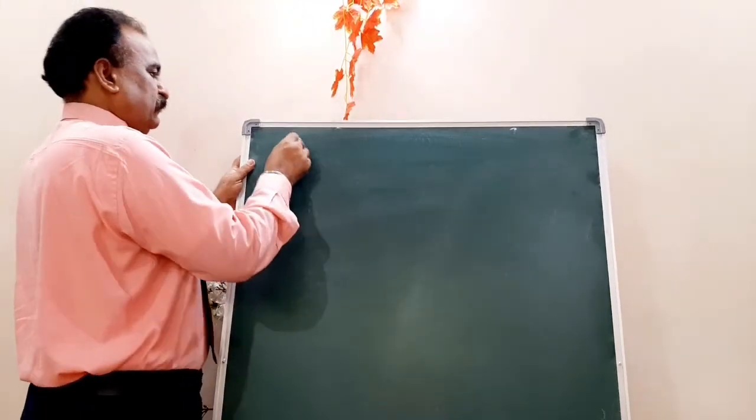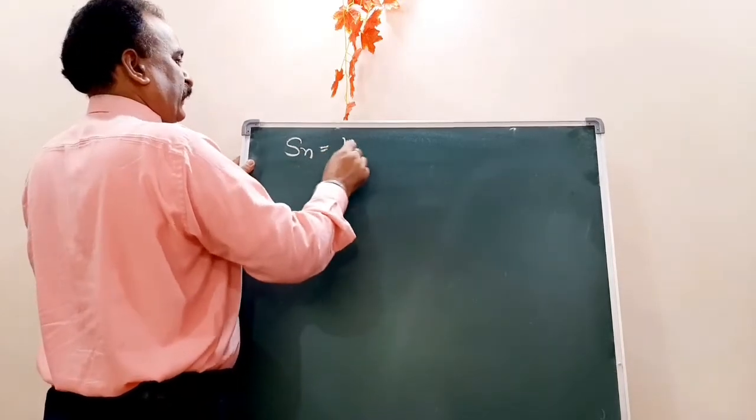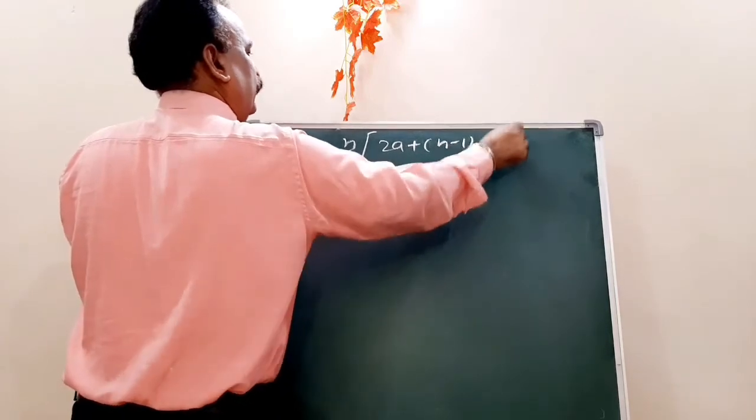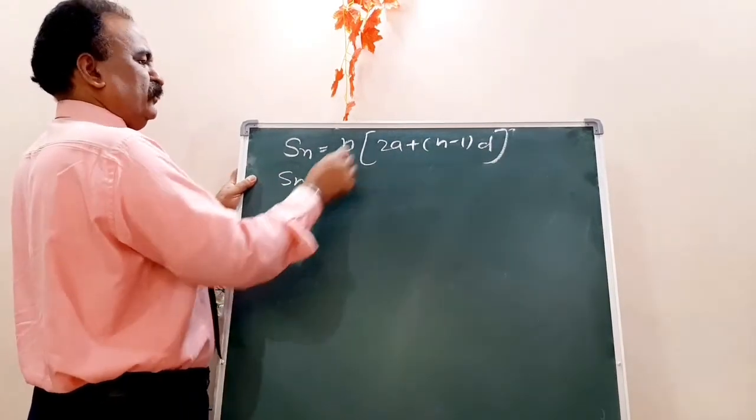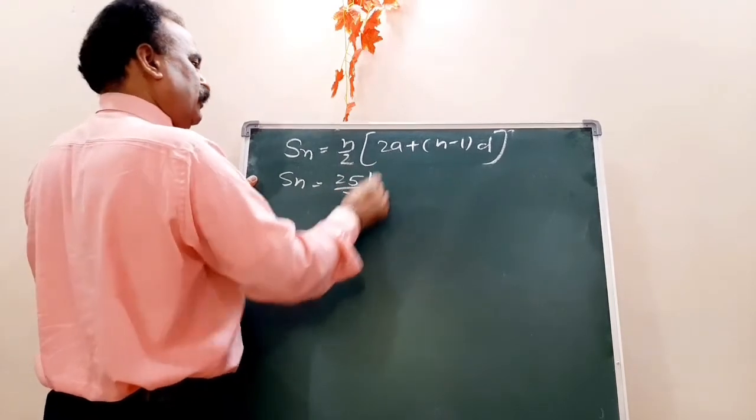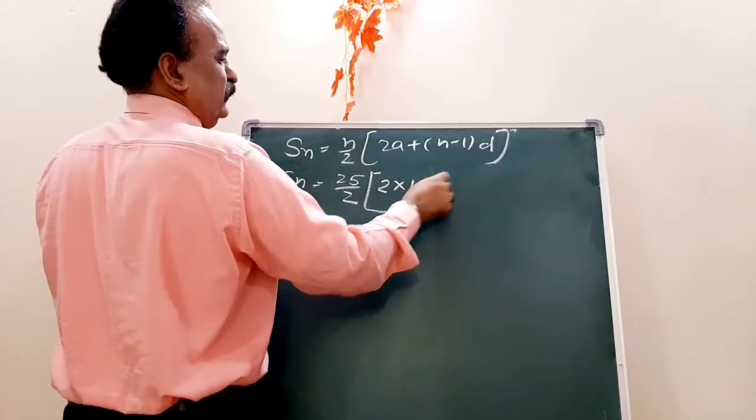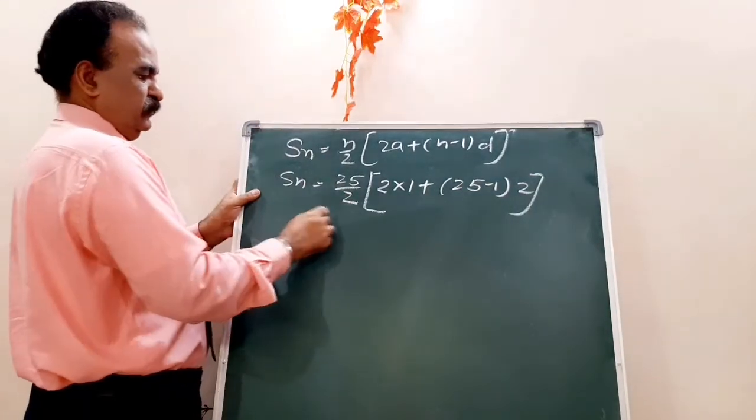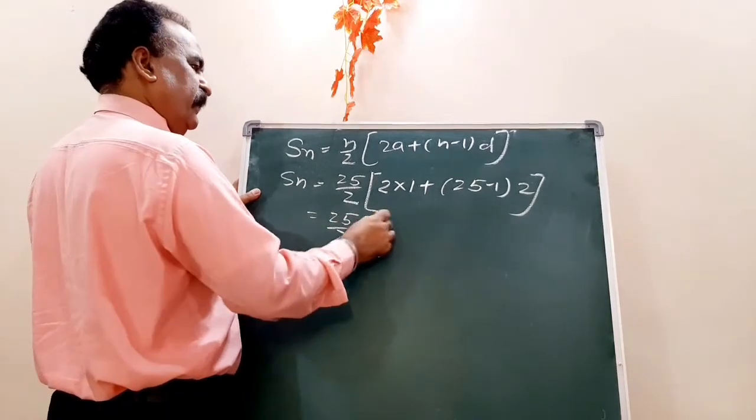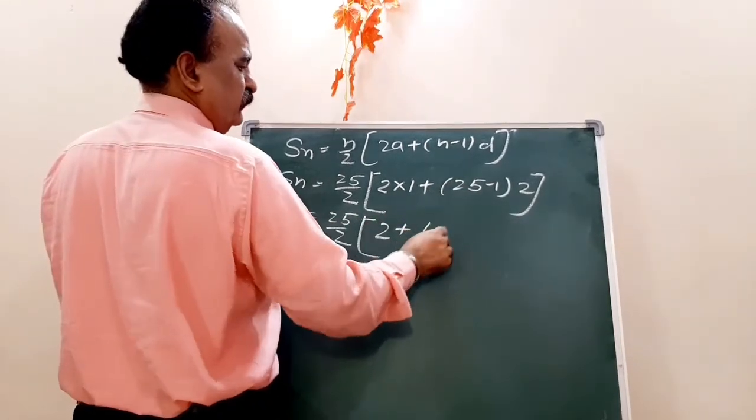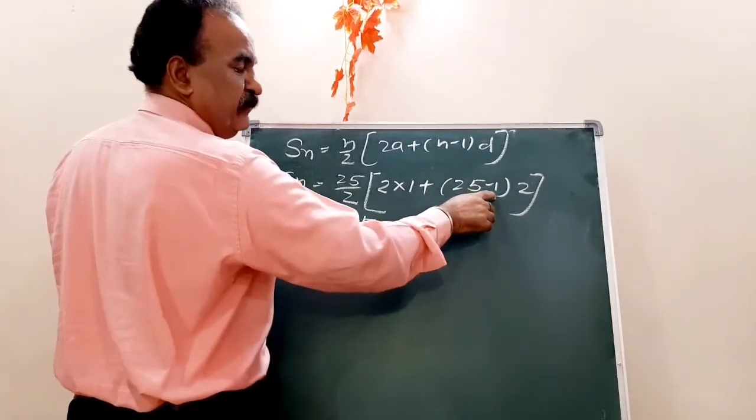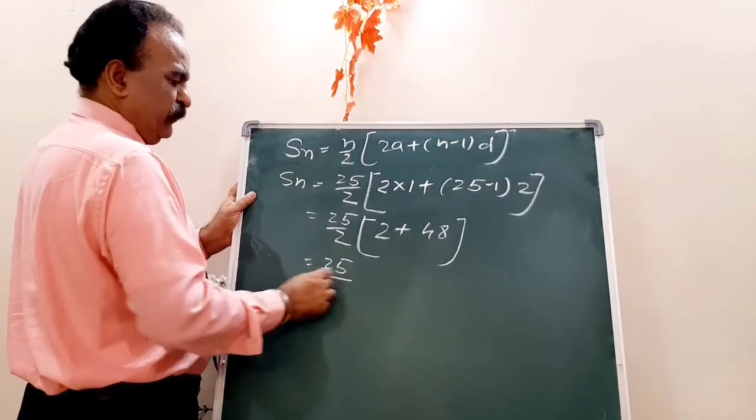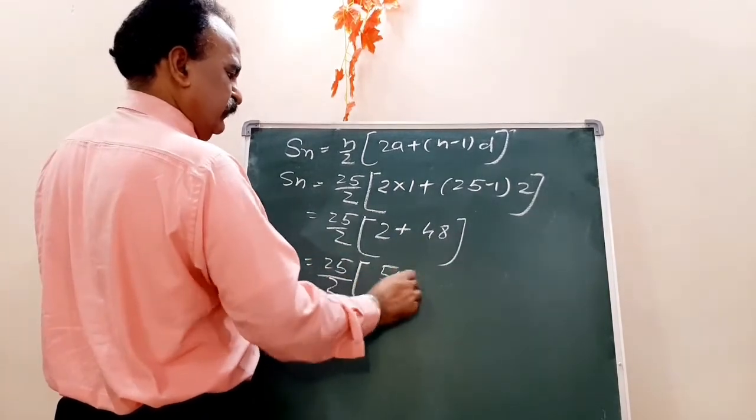Now find the sum of 25 numbers. Sn is equal to n by 2 into bracket 2a plus n minus 1 into d. So Sn is equal to number of terms 25 upon 2 into first term 2 into 1 plus 25 minus 1, common difference is 2. So 25 by 2 into bracket 2 plus 48. Why 48? 25 minus 1 means 24, 24 into 2 means 48. So 25 upon 2 into bracket, this is 50.